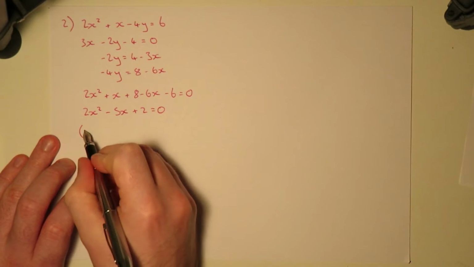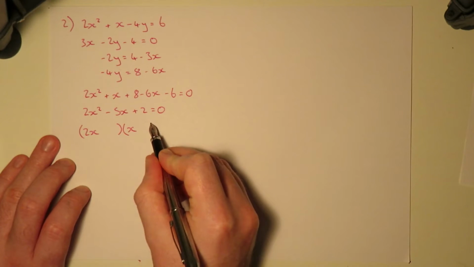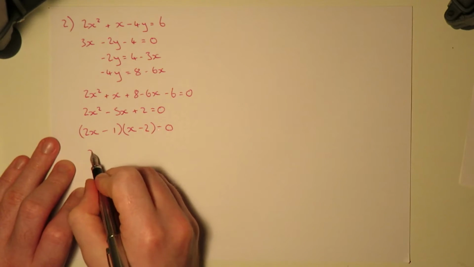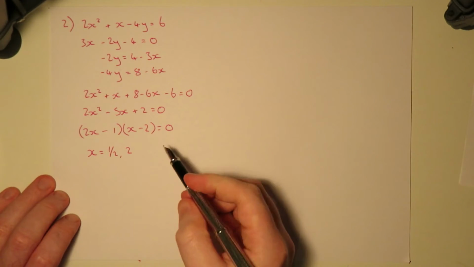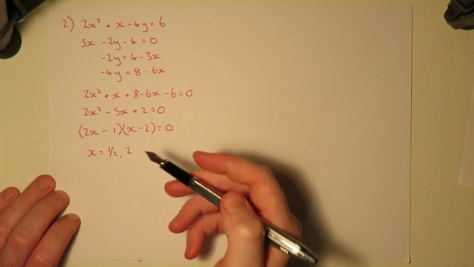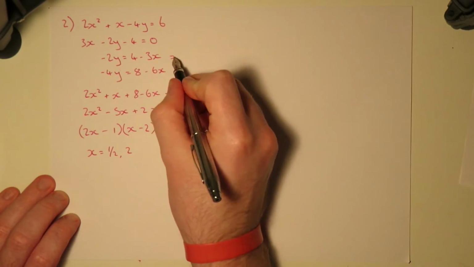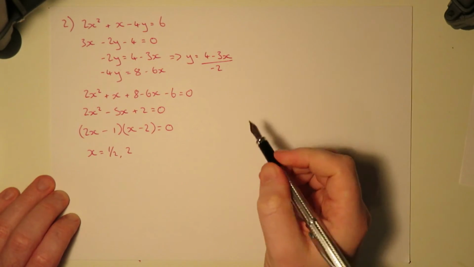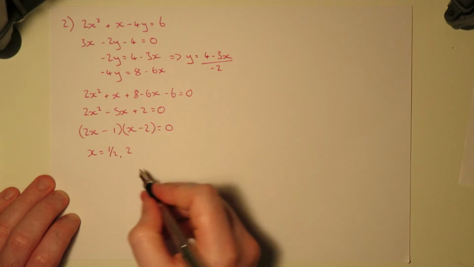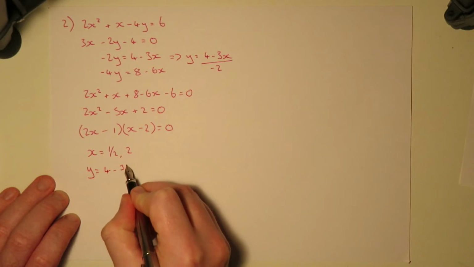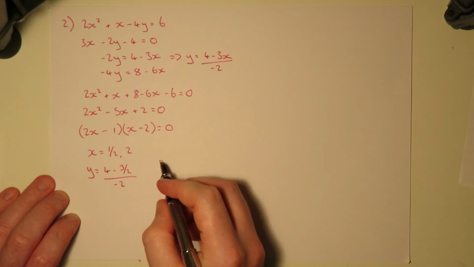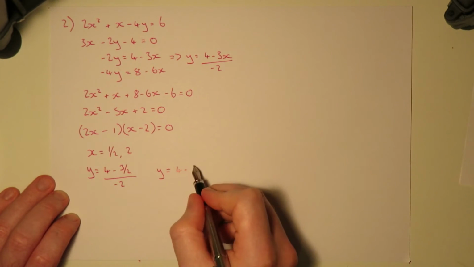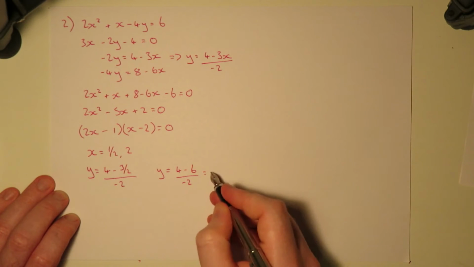Okay, and then we have to try and factorise that. So 2x, x, I think 2, 1, minus, minus, and I think that's good. So either x is equal to a half or 2, and then we can substitute that into here, or I suppose an easier way is to divide this by minus 2. Say that y is (4 minus 3x) all over minus 2. So when x is equal to a half, y will be (4 minus 3 over 2) over minus 2. And when x is equal to 2, y will be 4 minus 3 lots of 2, which is 6, over minus 2. So that there is minus 2 over minus 2, which is 1.